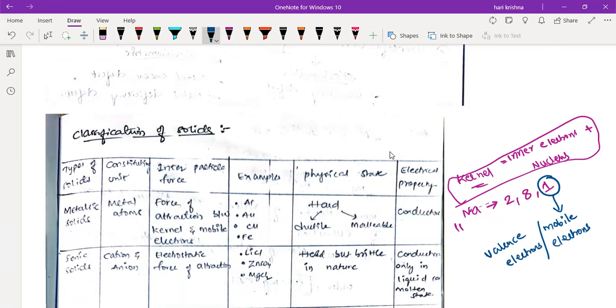So the force of attraction between the kernel and the mobile electrons is called a metallic bond. Examples are aluminum, gold, copper, ferrum. All these are metallic solids. Generally, all the metals in the periodic table are in the solid form, except mercury. Only mercury exists in liquid form. And what is the physical state? We know the metallic properties, right? They are ductile and malleable in nature. Ductile means what?